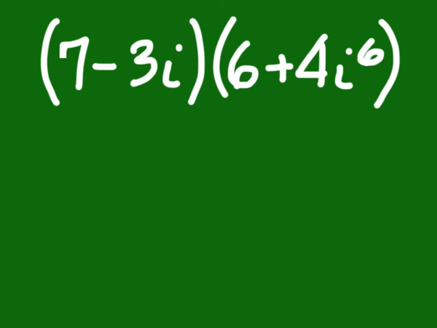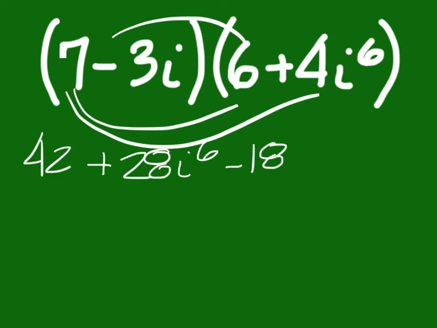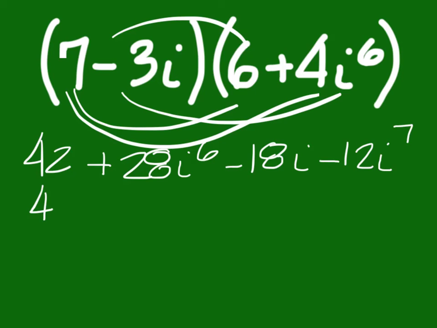Practice 2. Seven times 6 is 42. 7 times 4i to the 6th is plus 28i to the 6th. From here to here is minus 18i, and here to here is minus 12i to the 7th. Alright, so let's keep the 42, and then here we'll have a premature plus sign, so that should be minus 28. And then here, there's nothing we can do with that right now.